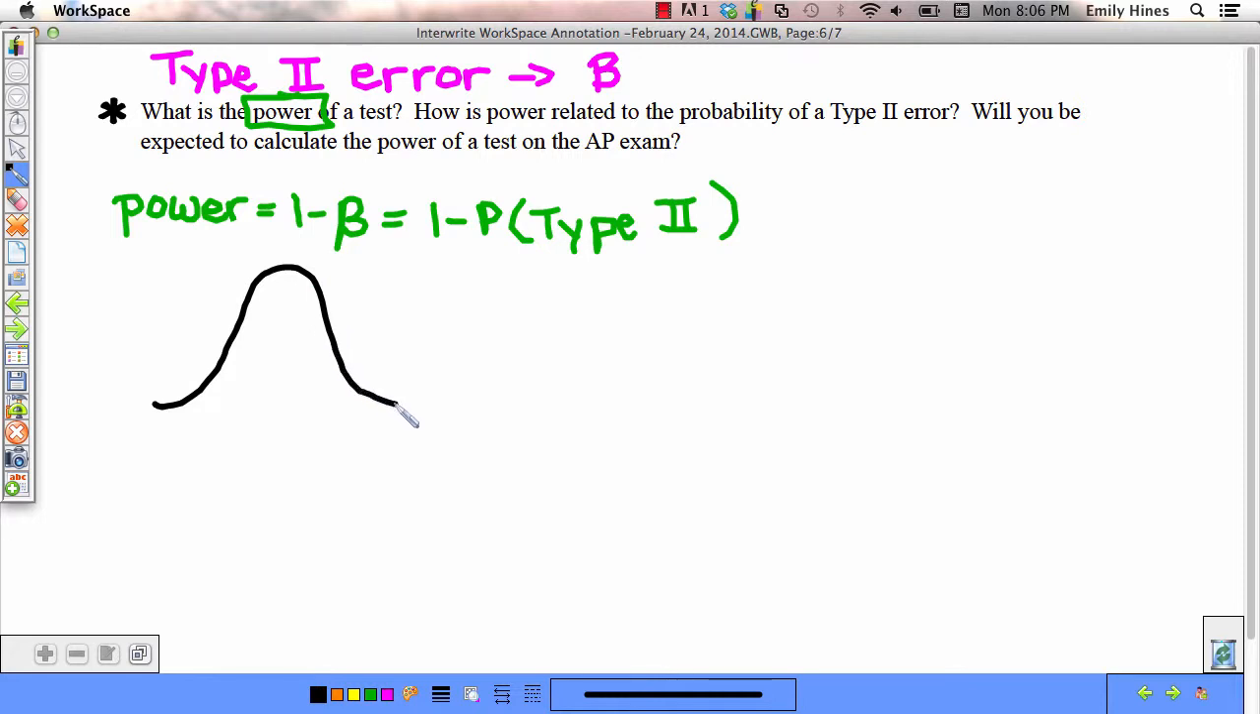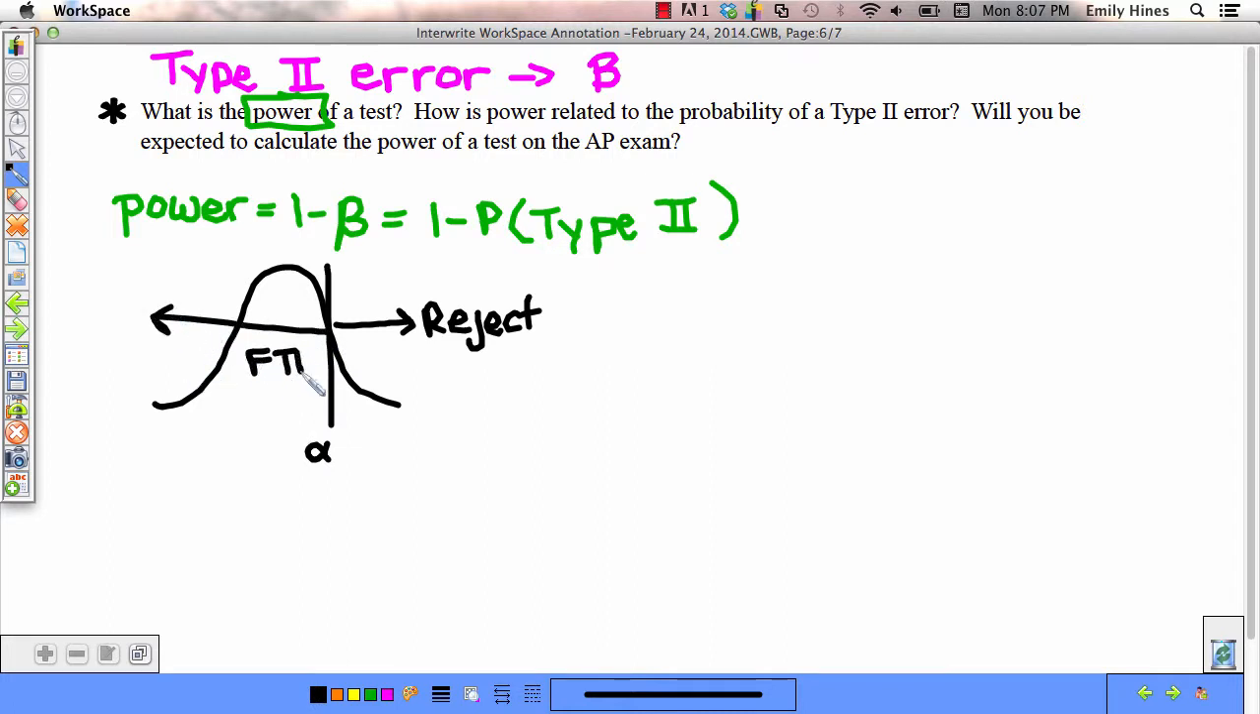Let's say we have a normal curve. Okay, and here is our alpha value, which means that anything on this side is going to cause me to reject, and anything on this side is going to cause me to fail to reject.